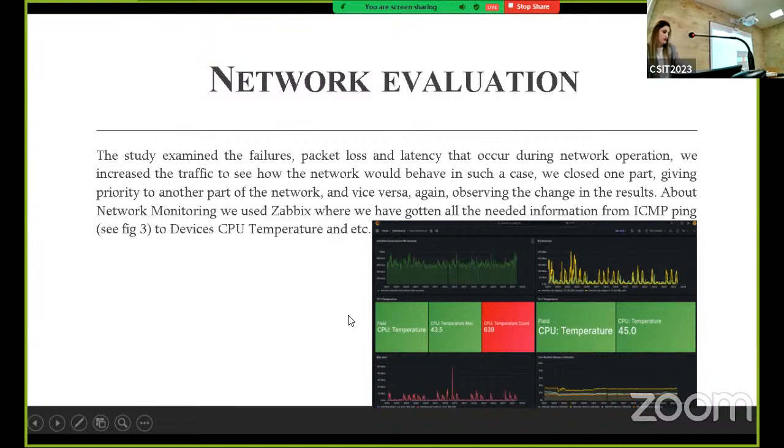To study and examine the failures, packet loss, and latency that occur during network operation, we increase the traffic to see how the network behaves in such a case. We close one part, for example, giving priority to another part of the network and vice versa, again observing the change in the results. For network monitoring we use Zabbix, where we get all the needed information, for example, ICMP ping to the device and CPU temperature. It depends on what we need to increase.